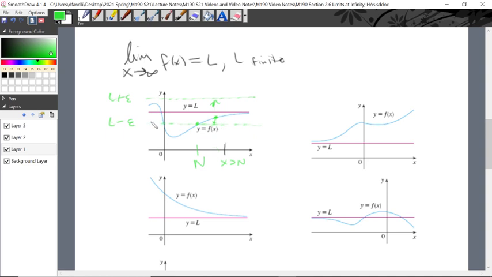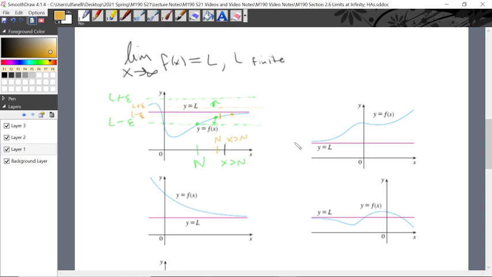And if you were to choose a smaller epsilon, to make a smaller interval, then by the precise definition of the limit, you could choose a larger value of n, and now for any value of x that's greater than that n, the point on the curve associated with that x would again be bounded between the floor and the ceiling, L minus epsilon and L plus epsilon, for example.